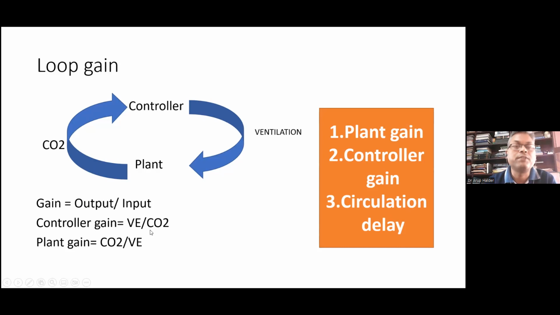So actually this VE by CO2 or CO2 by VE should ideally be around 1, and if it is not 1, then there is a ventilatory instability. That suggests that the production of CO2 is out of proportion to the ventilation, or the ventilation is out of proportion to the CO2, and that brings about a ventilatory instability. This is known as the loop gain.